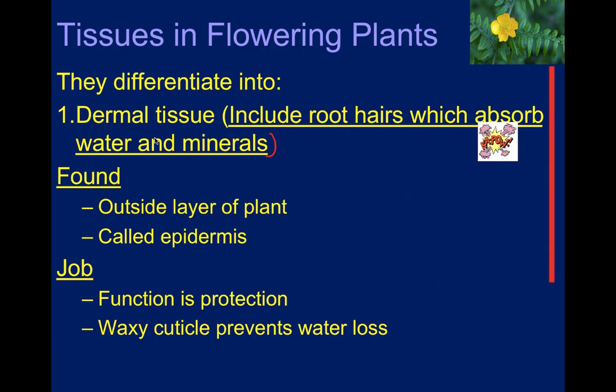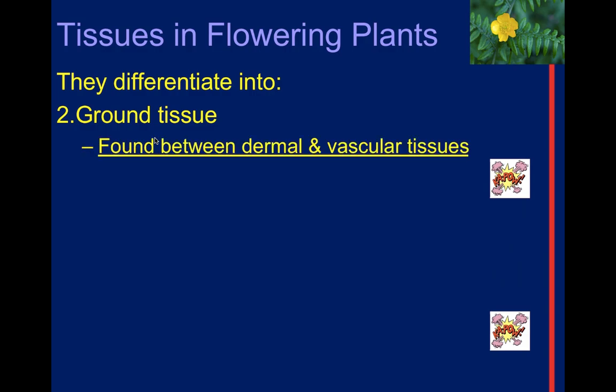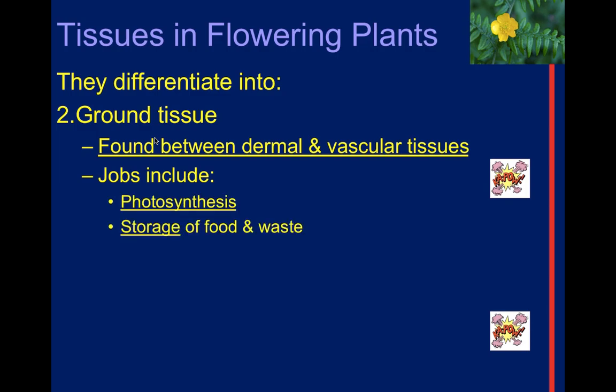Usually the leaves with waxy cuticles are really shiny. Ivy would be an example of a leaf that has a waxy cuticle. The other thing that they can become is ground tissue. Ground is the poor relation, the one everyone forgets what its function is, but it's found between dermal and vascular, and its jobs include photosynthesis, storage, and strength.